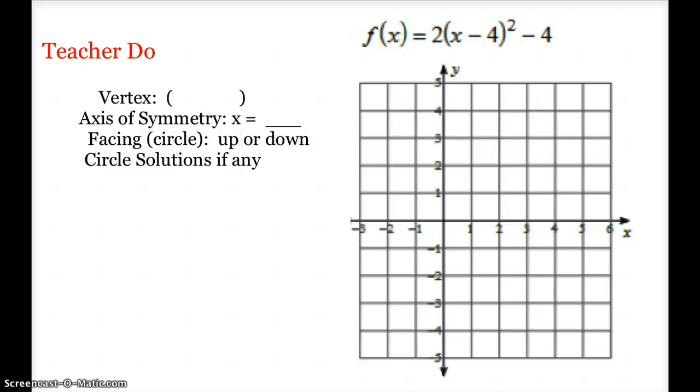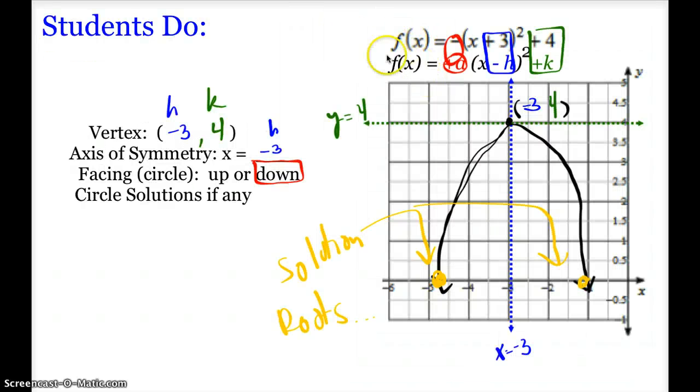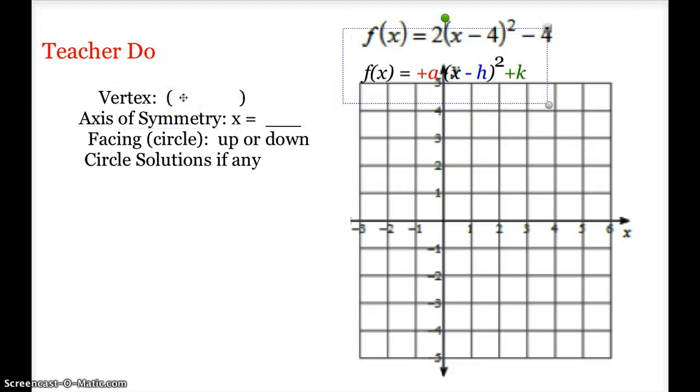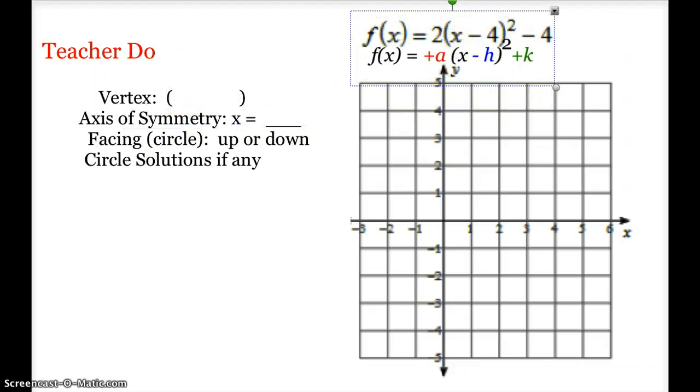Now, when I see this, let's go back. Let's copy this. When I see that this a value here is a 2, I know that this one is going to be a skinnier graph. Remember, if it's a bigger number than 1, it's going to be narrow.